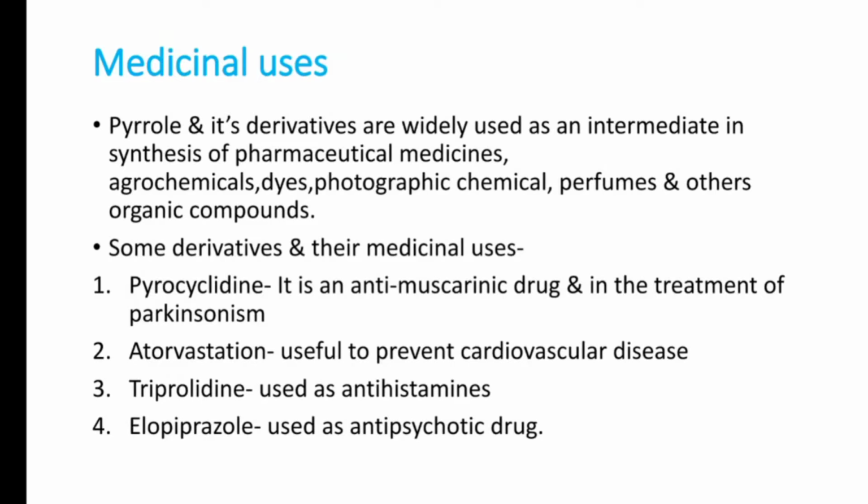First one is procyclidine. It is an anti-muscarinic drug. Second one is atorvastatin. It is useful to prevent cardiovascular disease. Third one is triprolidine. It is used as an antihistamine. Fourth one is aripiprazole. It is used as an antipsychotic drug.